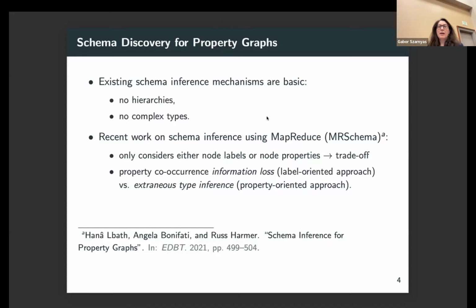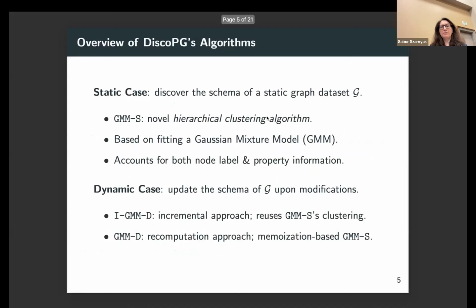So it's a trade-off, and this leads to situations in which if you look only at the properties, you will have some nodes that are unlabeled, so it gets you a lot of spurious nodes. On the other hand, if you ignore the properties, then of course you will lose some information, so you will have a lot of information loss. So we asked ourselves how we can improve this.